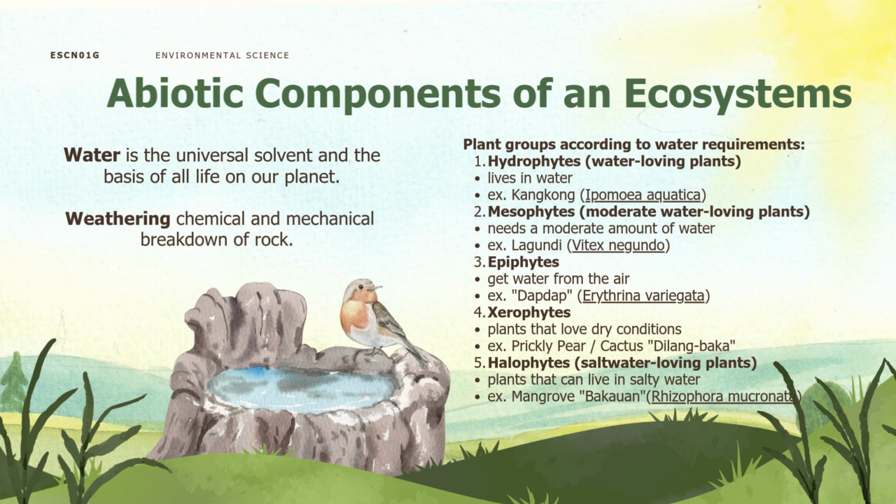With xerophytes, from the prefix xero, you can take note of that. These are plants that love dry conditions, meaning they do not require a very high amount of water. Instead, they thrive in areas that are very dry, like deserts. The most common example of xerophytes is the prickly pear or cactus.